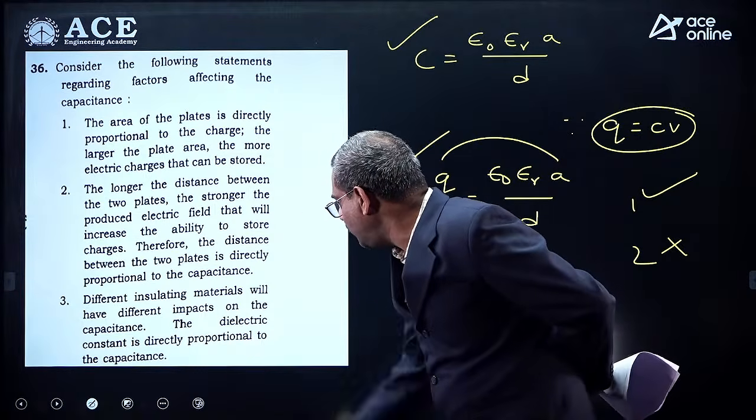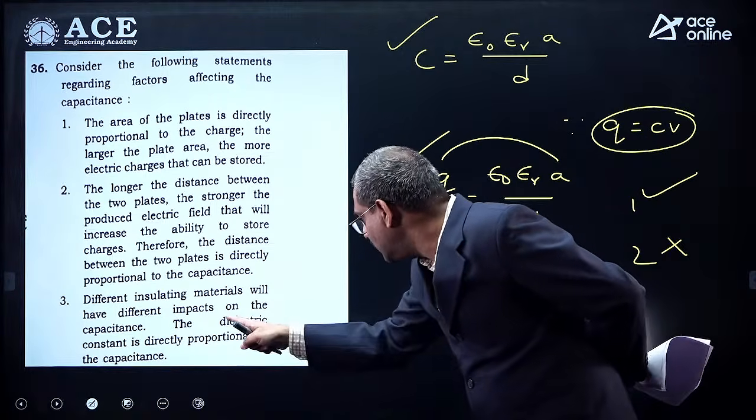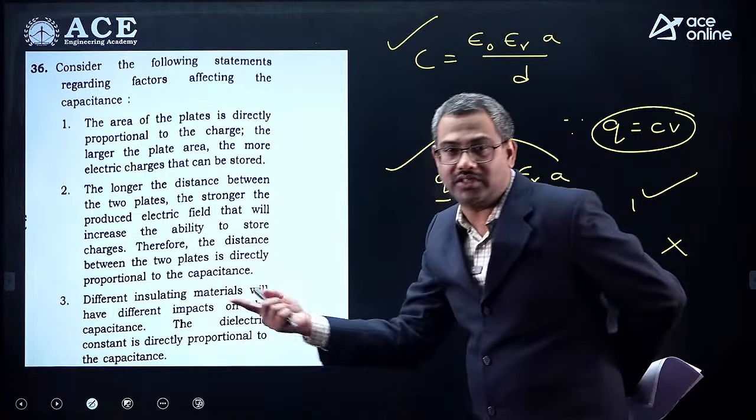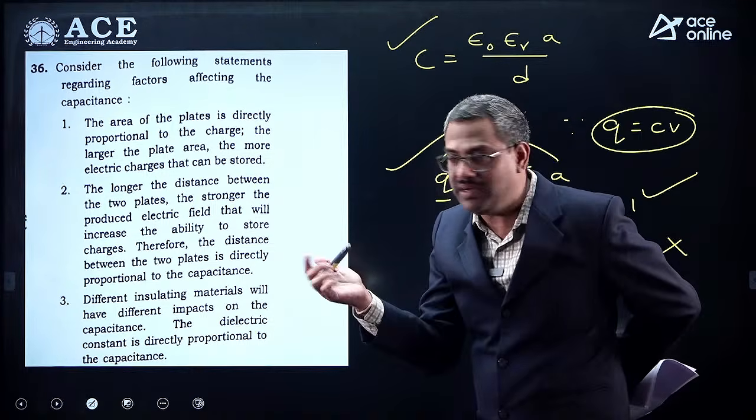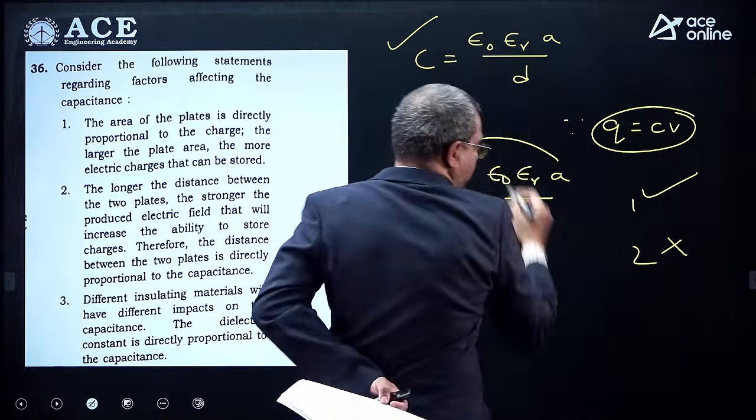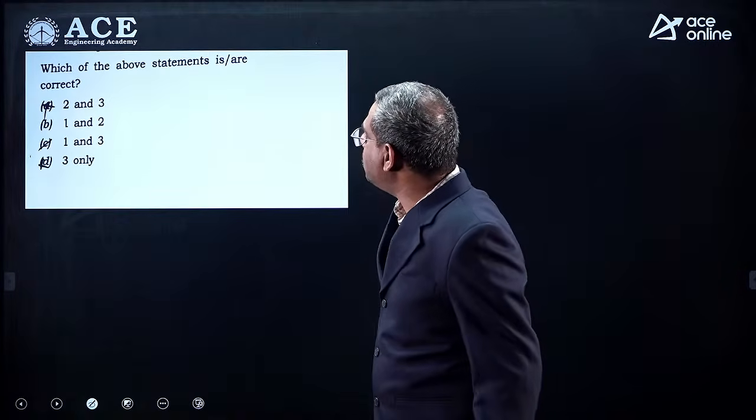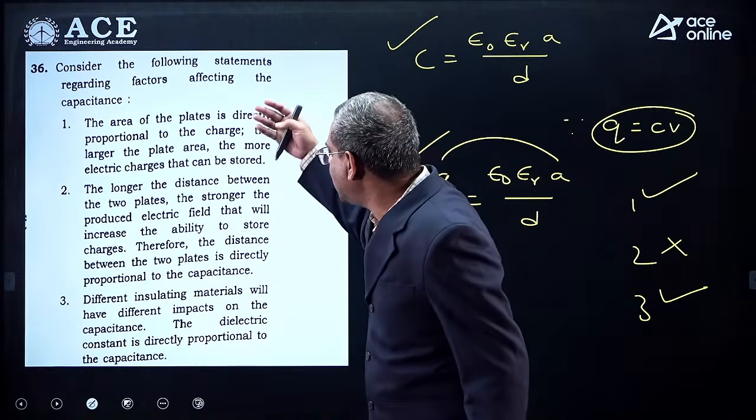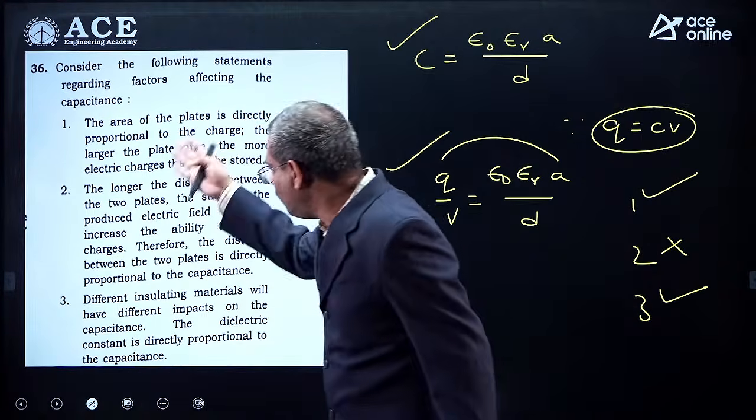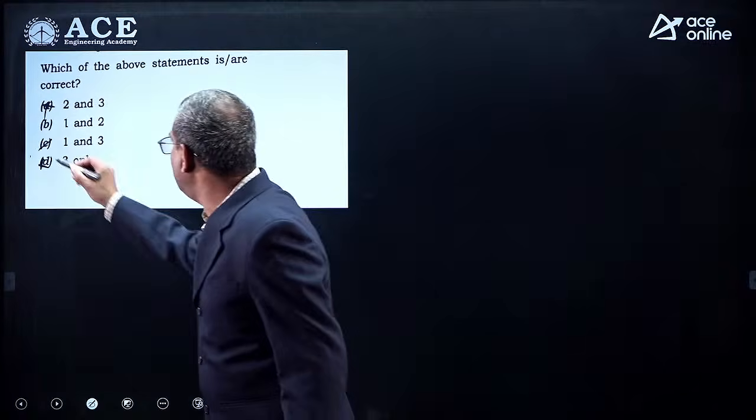Different insulating materials will have different impacts on the capacitance. The dielectric constant is proportional to capacitance because the dielectric constant is nothing but relative permittivity, which is directly proportional. So 3 is also a correct statement. So now the question is, which of the following statements are correct? Now clearly 1 and 3 are correct.